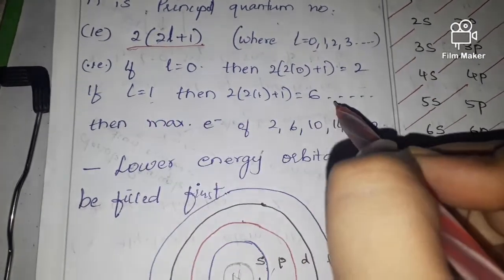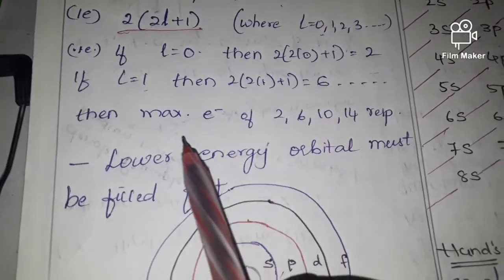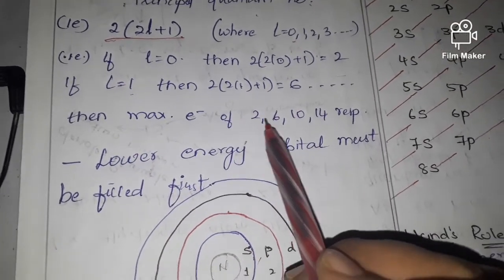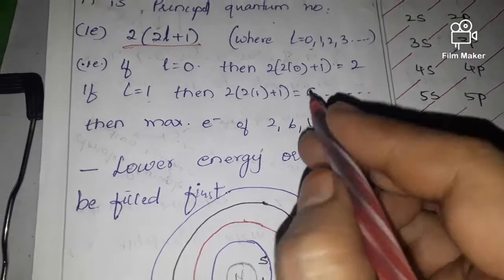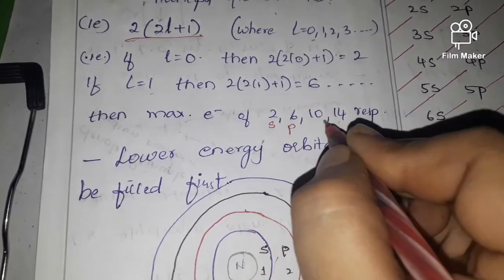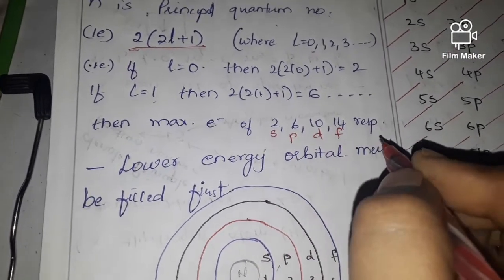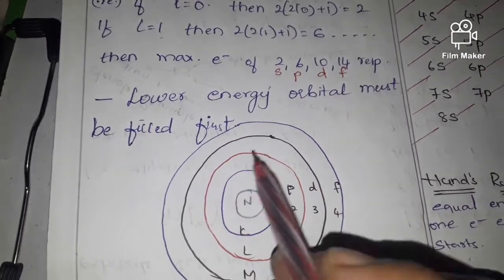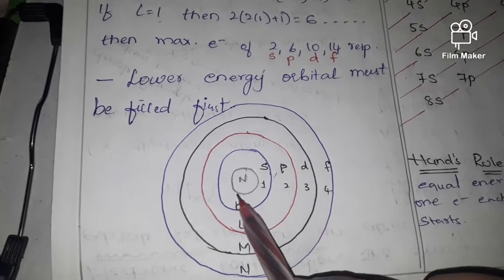Similarly, if l is equal to 1, then we'll have 6, and so on. Then the maximum number of electrons we can have is 2, 6, 10, 14 respectively. So again we have subshells: p will have 3 subshells, d will have 5 subshells and f will have 7 subshells, right? We have already learned that. Then lower energy orbitals must be filled first.